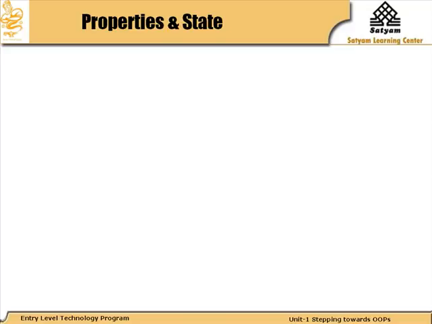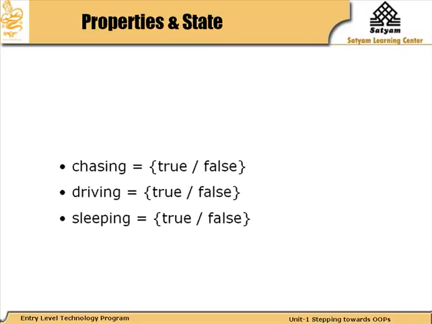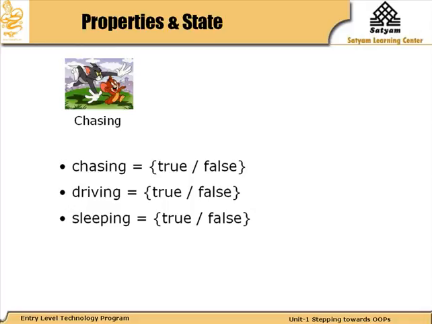How are properties and states related? The values set to the properties determine the state of an object. For example, let's consider three properties of an object Tom: chasing, driving, and sleeping. All these properties can be set a value of true or false. If I set the value true to chasing, it implies that Tom is chasing, and chasing becomes the state of Tom.